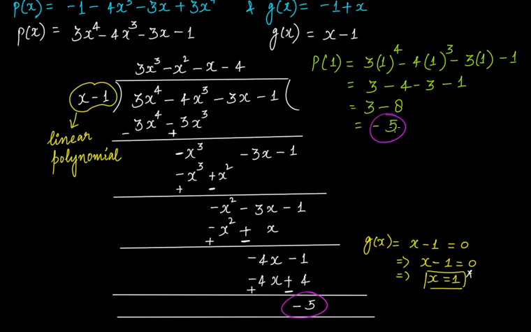The value you get after putting the root of g(x) into p(x) is equal to the remainder of this division. So this value is equal to this value. Whether you use the long division method and then find the remainder, or you first find the zero of the divisor and then put that zero in the dividend polynomial, you'll get the same remainder. So now we finally can talk about the remainder theorem.